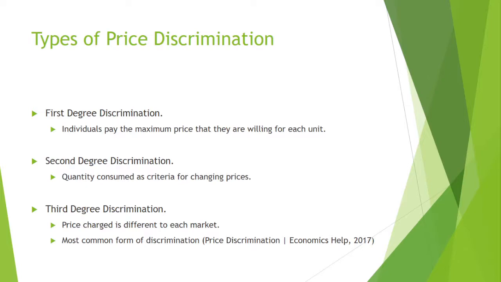First-degree discrimination is also known as perfect price discrimination, and it occurs when a business charges each individual the maximum price they are willing to pay for each unit. Second-degree price discrimination uses the quantity consumed as the criteria for altering the price of the product or service. Third degree occurs when the price charged varies for different consumer groups.